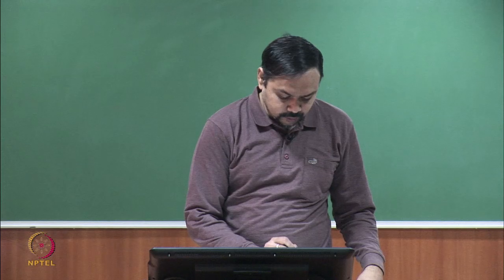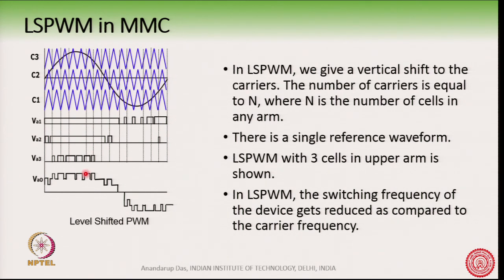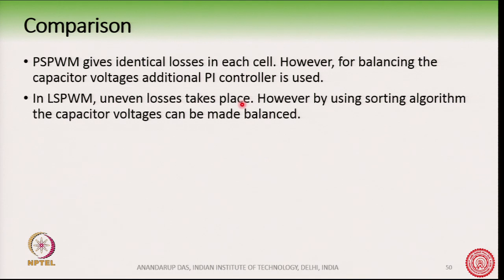In case of level shift PWM, the challenge is that the switching pattern is not the same for all the cells, and this will cause uneven losses inside the cells, because the switching pattern, the conduction period and the switching instants are all different. So, the uneven losses will take place, but by using the sorting algorithm we can make the capacitor voltages balanced again. Okay. So, these are the two comparisons of the phase shift PWM and level shift PWM.